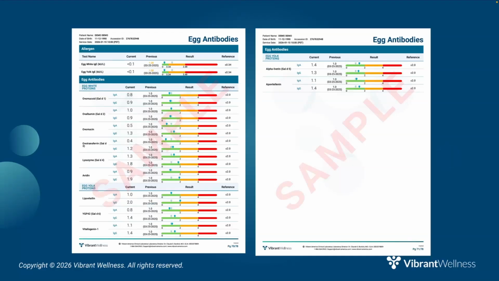The egg antibodies ends with the levels of all markers, including egg white IgE, egg yolk IgE, egg white proteins, and egg yolk proteins.